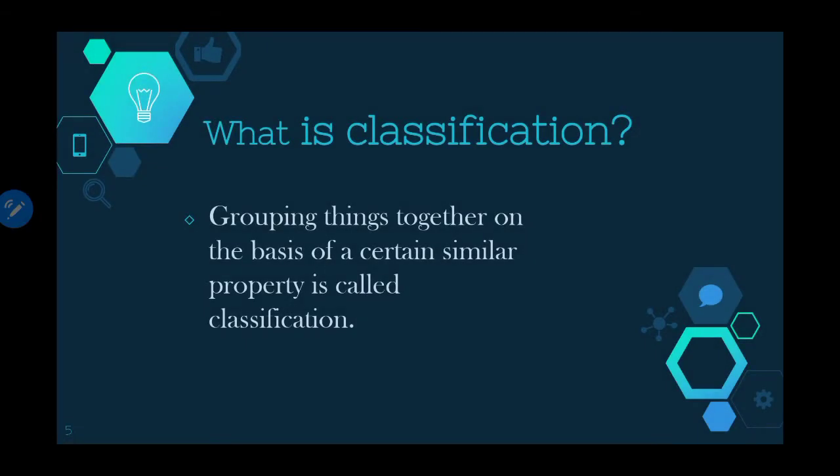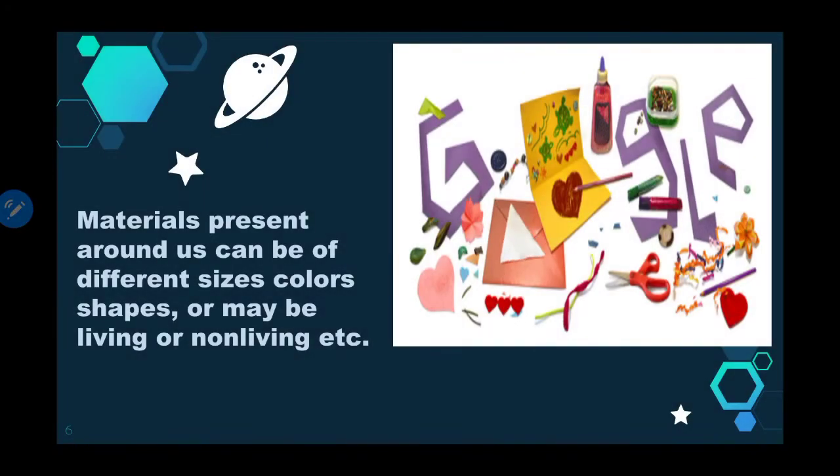Now, what is the meaning of classification? Grouping things together on the basis of a certain similar property is called classification. As you can see in this picture, materials present around us can be of different sizes, colors, shades, or maybe living or non-living, right? Along with this slide, you can find one hidden word in the given picture. That will be your task. You need to find the hidden word in this picture.